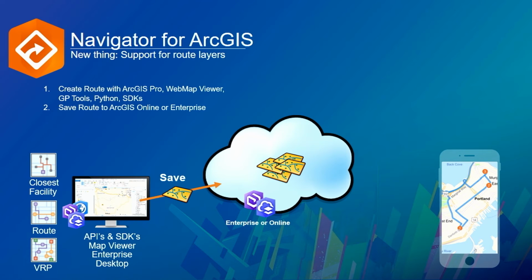Once you get those route layers created using one of these tools or one of the APIs, SDKs, the map viewer using Enterprise or Pro, you publish that to ArcGIS. And then once it's on ArcGIS, I think you probably know the pattern. You just download it to your device using Navigator, pull it down, and then you can go on your way and traverse that route.